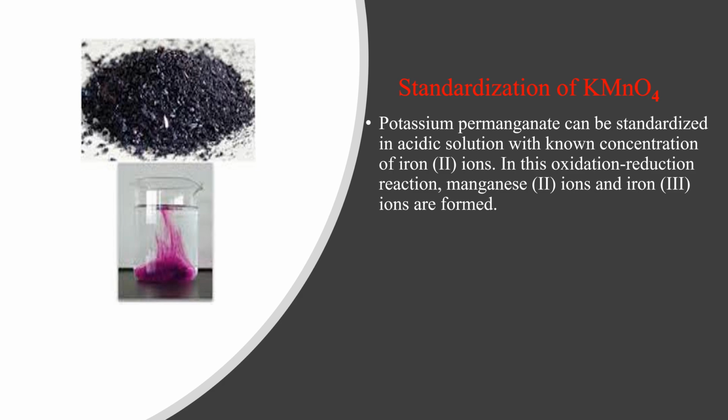Before we conduct this titration process, potassium permanganate must be standardized with a solution of iron(II) sulfate. This means that its concentration must be determined exactly so that it can be used as a titrant to determine the concentration of the hydrogen peroxide. Potassium permanganate can be standardized in an acidic solution with a known concentration of iron(II) ion, Fe2+, to produce manganese(II) ion, Mn2+, and iron(III) ions, Fe3+.